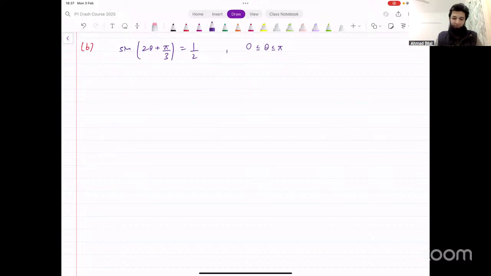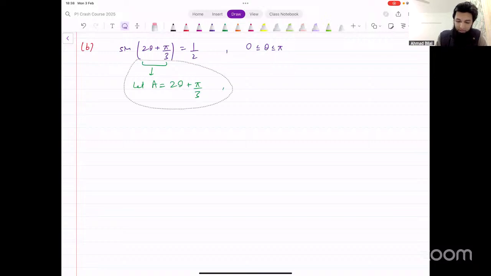All right. Sine of 2 theta plus pi over 3 equals 1 over 2. Theta is between 0 and pi. We need to solve this equation. How do we start? We start by using a substitution. We say let A equals 2 theta plus pi over 3. Okay, we can start like that. And then this equation becomes sine of A equals 1 over 2.